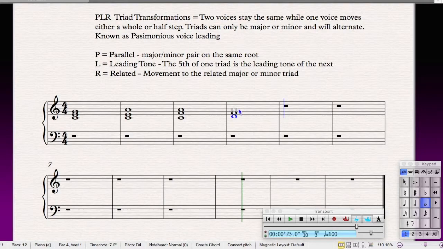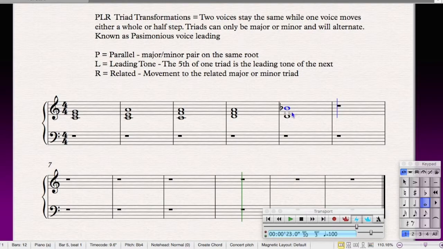Right here we have a fifth. A is a leading tone to B flat. B flat, D, F would give us a major triad, so let's do that. We'll retain the D, we'll retain the F, and we're going to move this A up a half step. A is a leading tone to B flat, which gives us B flat, D, and F.